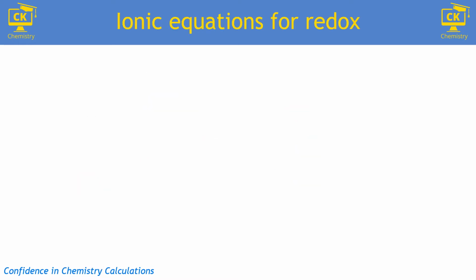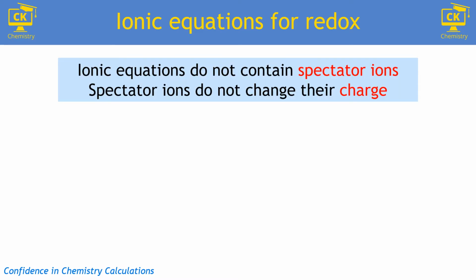And you need to be able to write some ionic and half equations for redox. So remember that ionic equations do not contain spectator ions. Previously we might have considered a spectator ion as being something that didn't change state, like in precipitation, something that stayed in solution. For the context of redox at the moment, a spectator ion will not change its charge. So, for example, sulfate stays as SO42- on both sides of the equation. It doesn't turn into SO2 or any other species involving sulfur.